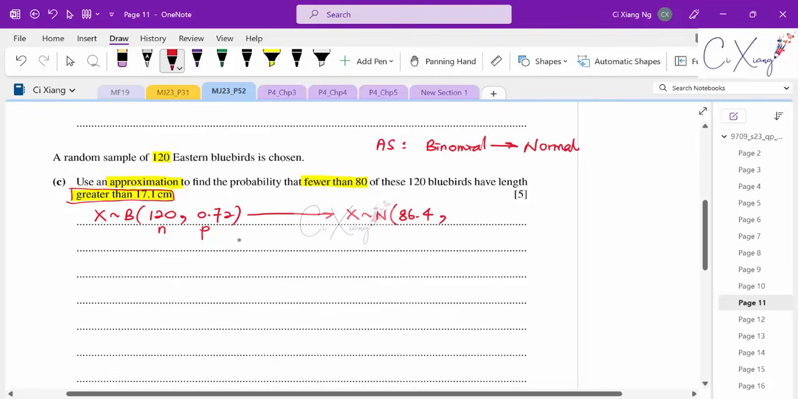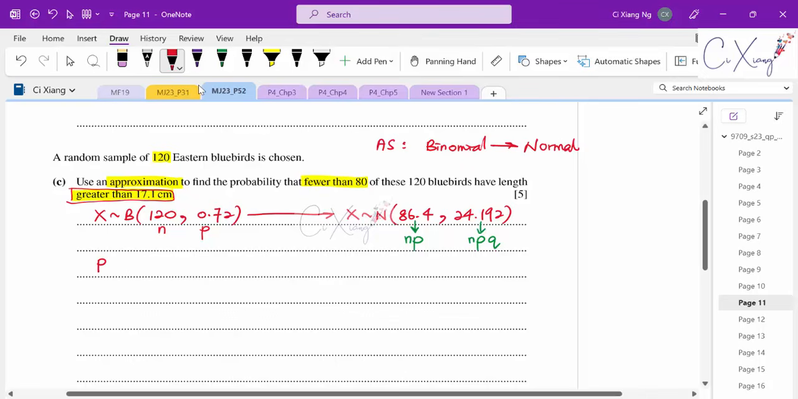And then the second parameter in the normal distribution is the variance, right? So for variance, you take n times p times q. If you take n times p times q, basically you have 24.192. Just to remind you all, this one is n times p, and this one is n times p times q, where q is 1 minus p. After you change to normal distribution, then you can start answering the question.